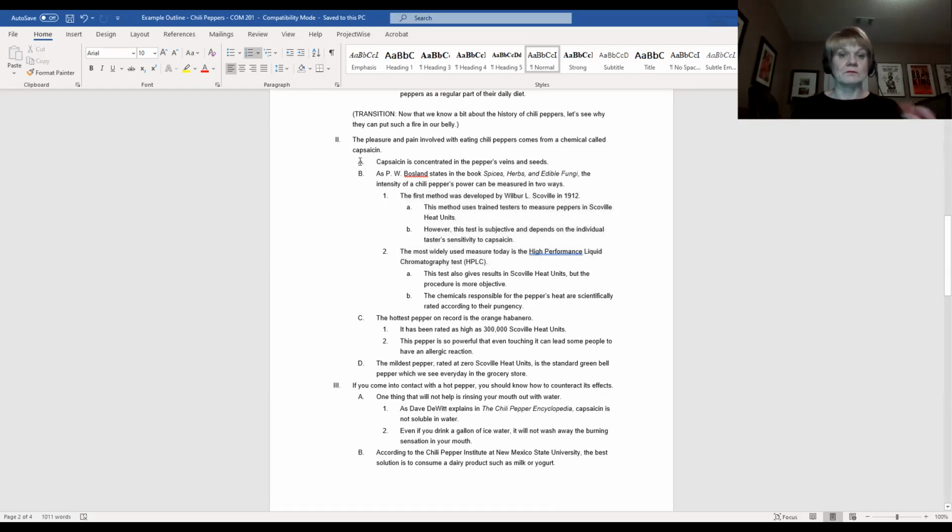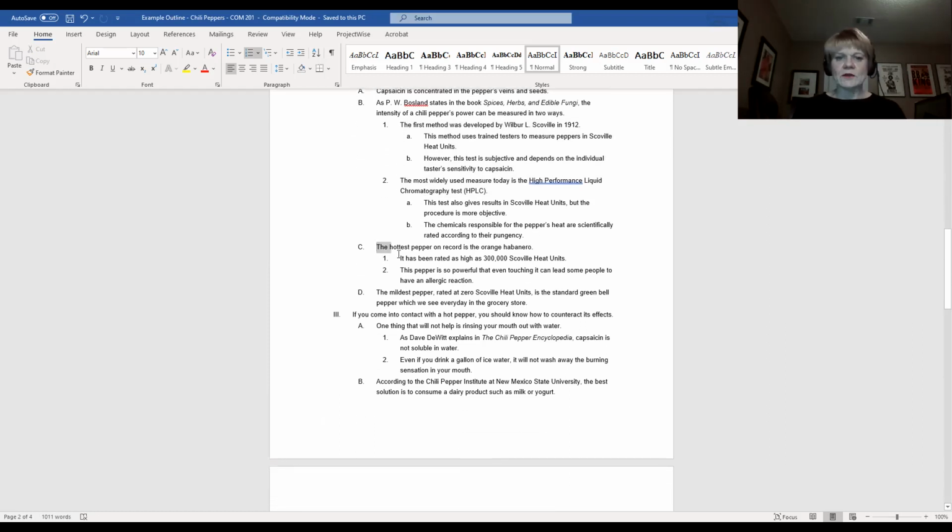So that we have our subpoints A, B, C, D, and it's just like a regular outline. By getting down to the subpoint, the hottest pepper on record is the orange habanero. It's been rated as high as 300,000 Scoville heat units. This pepper is so powerful, even touching it can lead some people to have an allergic reaction. The mildest pepper, rated at 0 Scoville heat units, is the standard green bell pepper, which we see every day in the grocery store. Now look, we go right into our 3rd main point.